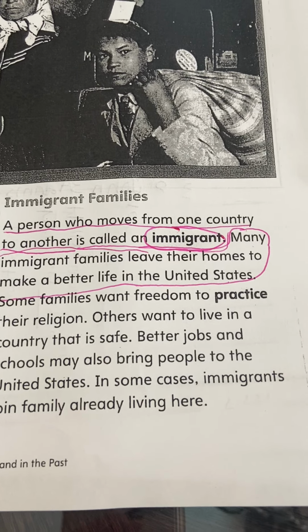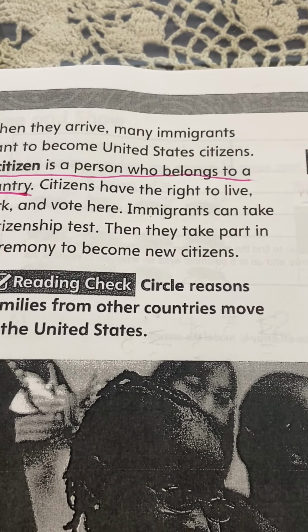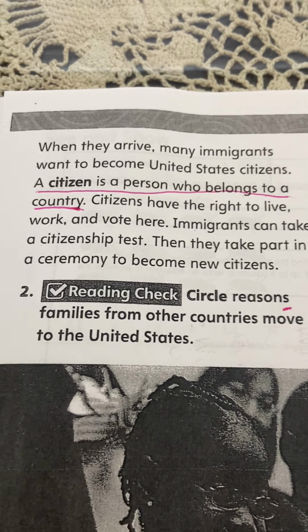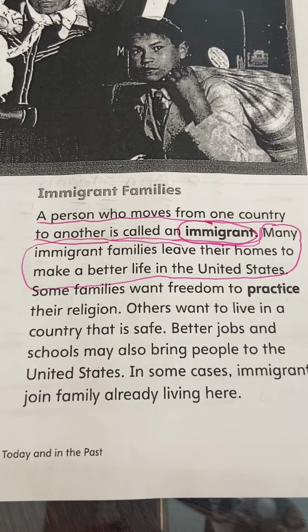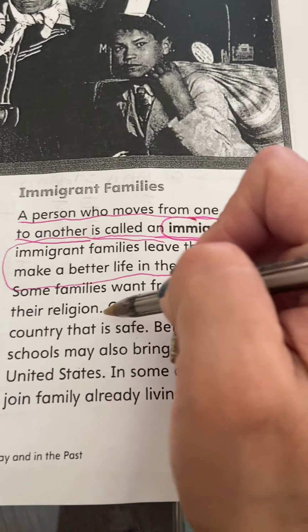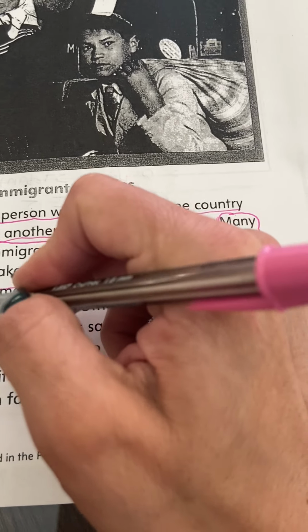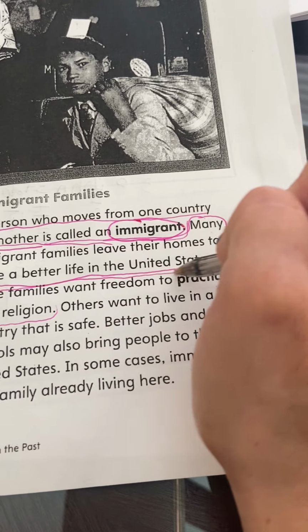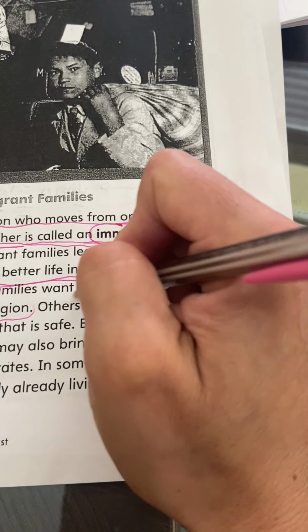But we were only supposed, oh, actually, guys, sorry. It says circle reasons, so more than one reason. I thought we were only supposed to circle one reason. So let's go back here. And here's another reason. Let's circle this one. Some families want freedom to practice their religion.